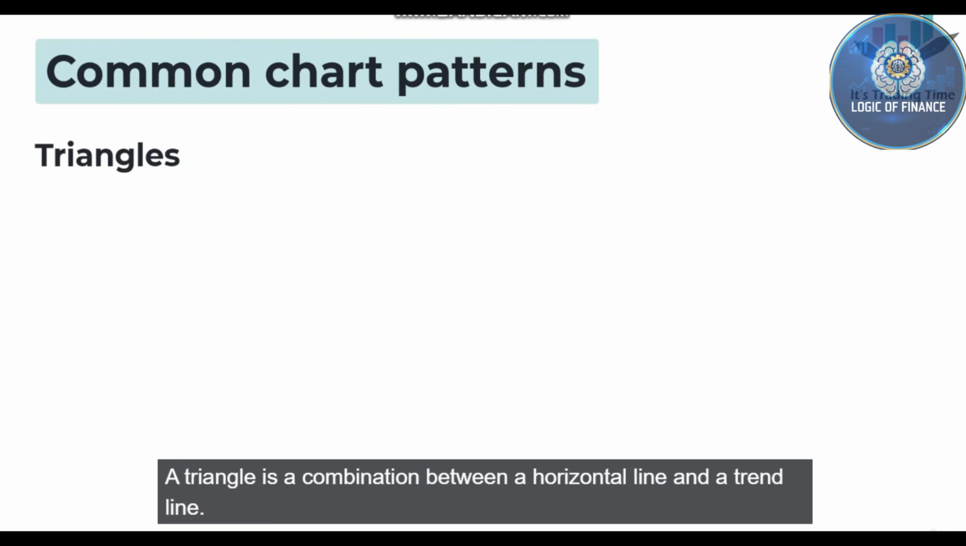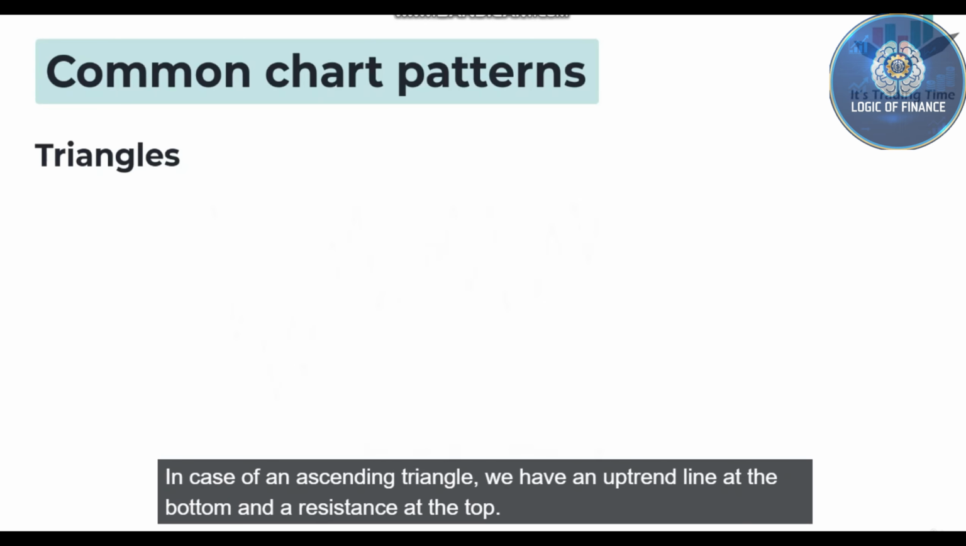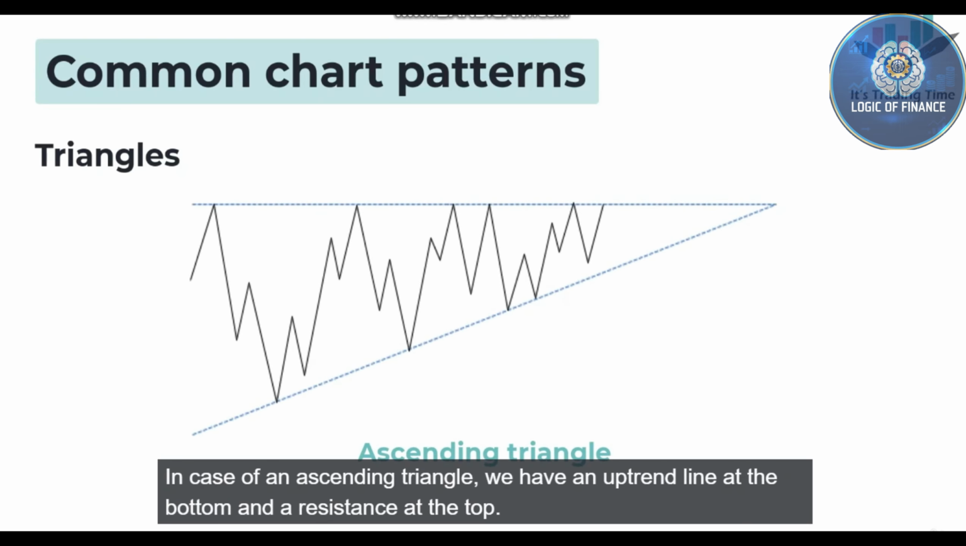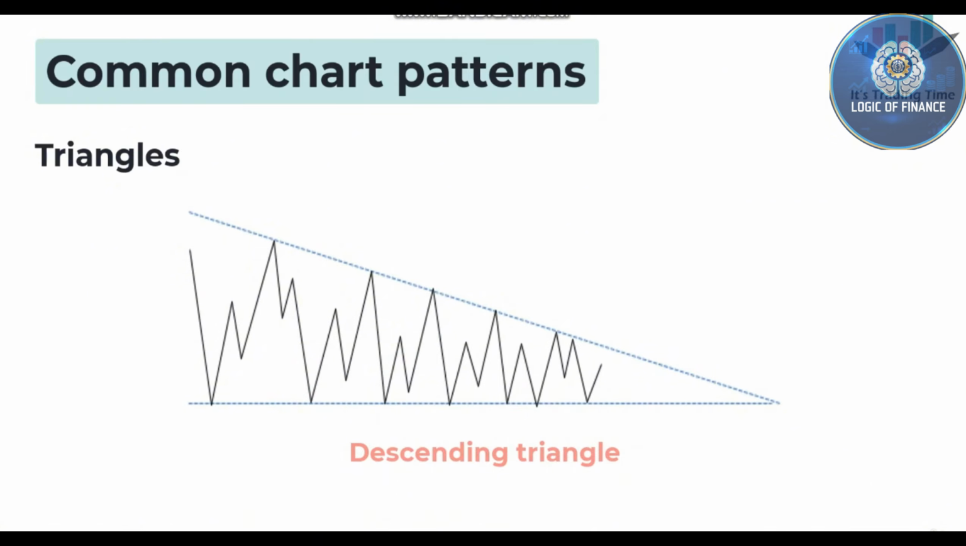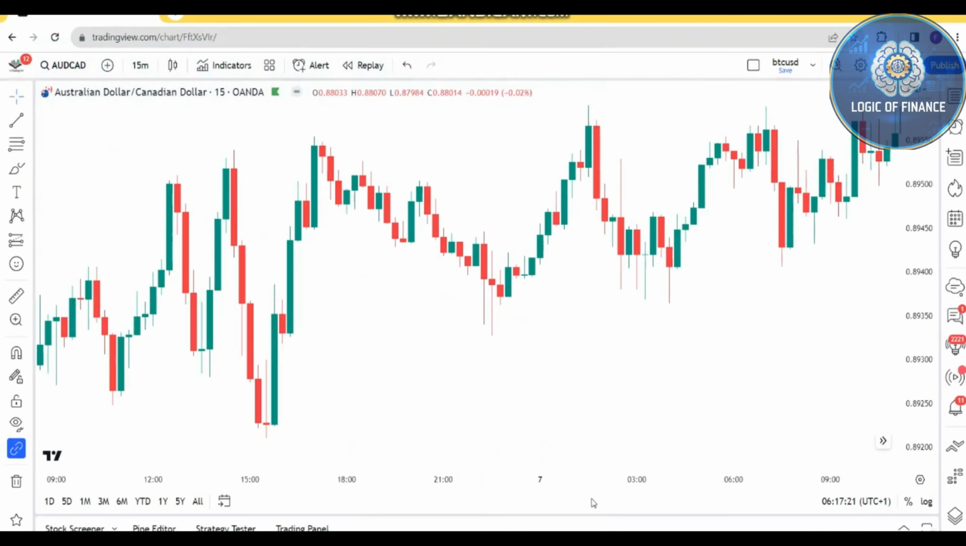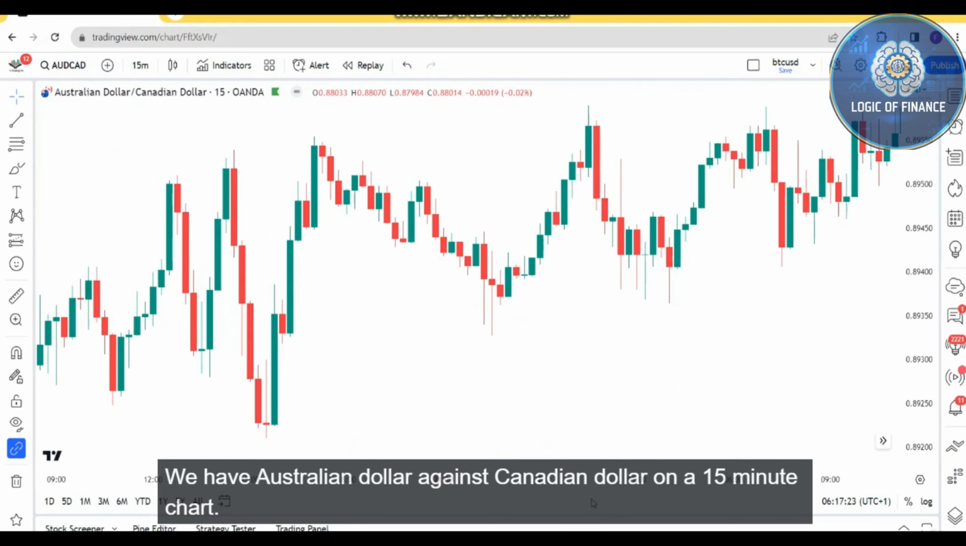A triangle is a combination between a horizontal line and a trend line. In case of an ascending triangle, we have an uptrend line at the bottom and a resistance at the top. In case of a descending triangle, we have a support at the bottom and a downtrend line at the top. Let's have an example. We have Australian dollar against Canadian dollar on a 15-minute chart.